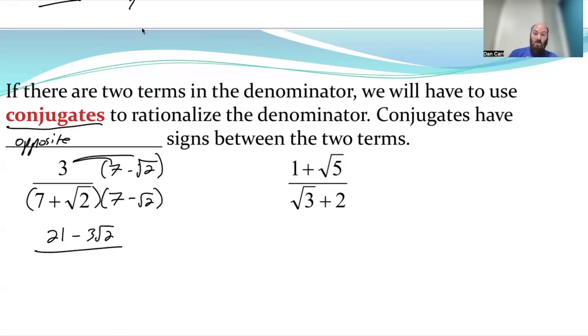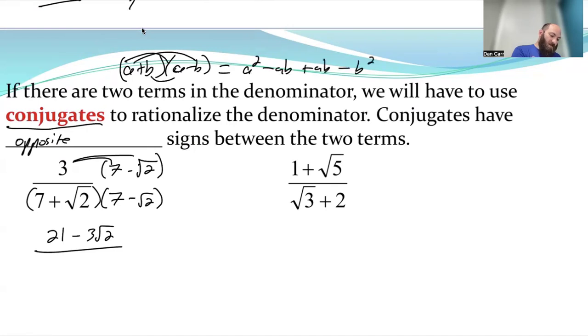Down here, notice this is actually like a plus b times a minus b. Remember what happens with that pattern. It's a squared minus ab plus ab minus b squared. These two cancel each other out, so we're just left with a squared minus b squared. That's our reasoning for doing conjugates. It eliminates that middle term. And so if I do that, I don't have to go through and distribute everything.